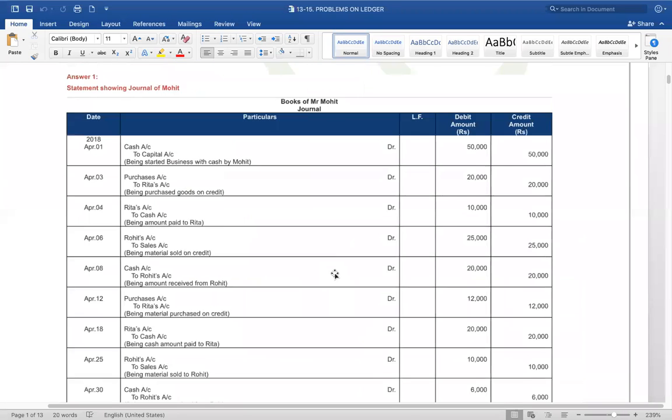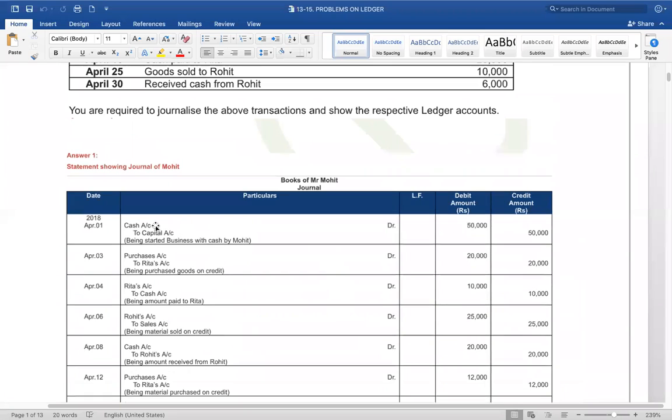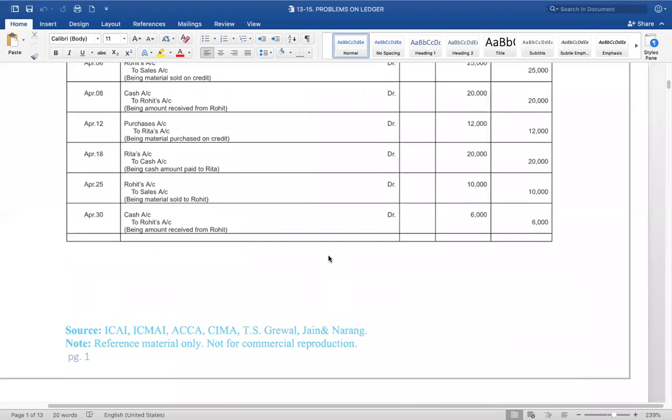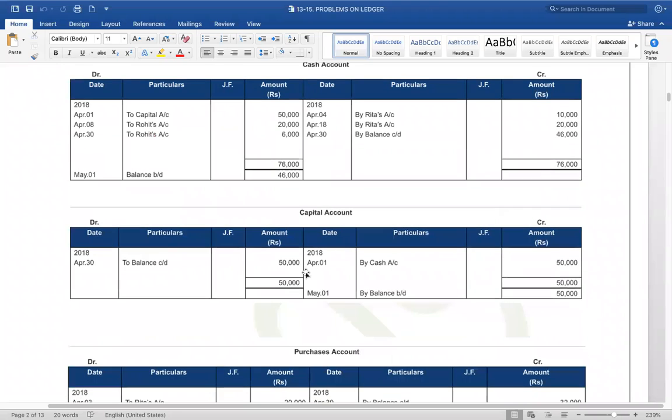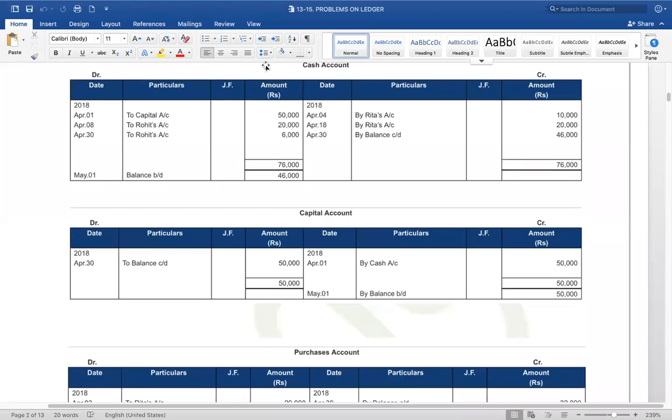Now, the next account is the capital account. Let's open the capital account. Same columns, 4 columns on the debit side, 4 columns on the credit side. And you will find only one item, right? Look at this. Cash account debit to capital account, 50,000. When it comes to capital account, the entry is reversed by writing on 1st April, the same date you bring here, and in the particulars you write by cash.